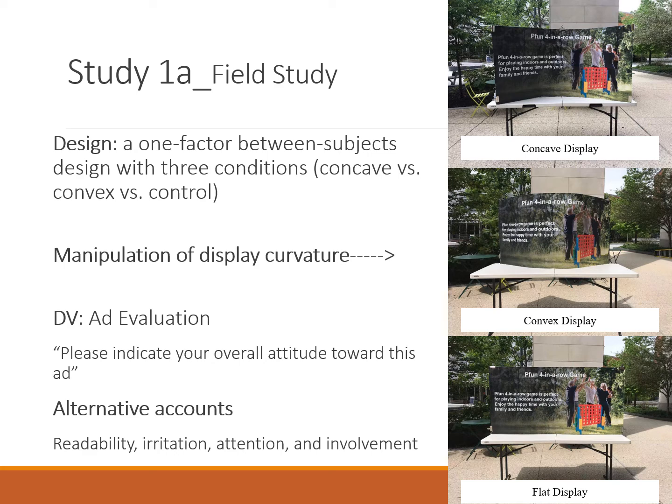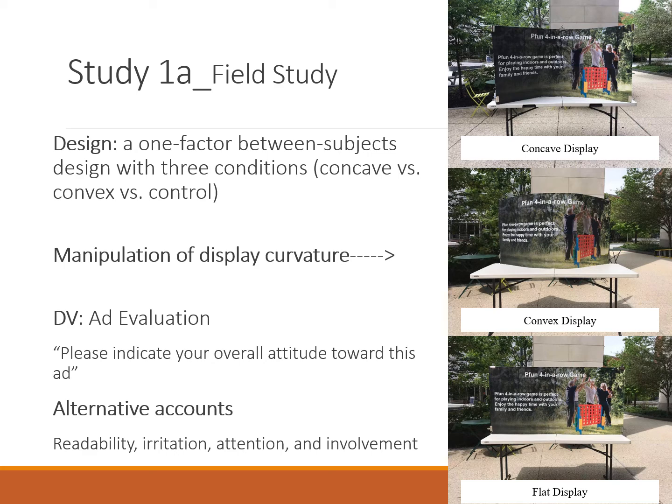And the print ad featured a 4-in-1 role puzzle game with social appeals. It says it's perfect for playing indoors and outdoors, enjoy the happy time with your family and friends, and the image of a group of people playing a game. And the study was conducted at a small plaza on the university campus. A one-page ad evaluation survey was given to participants.